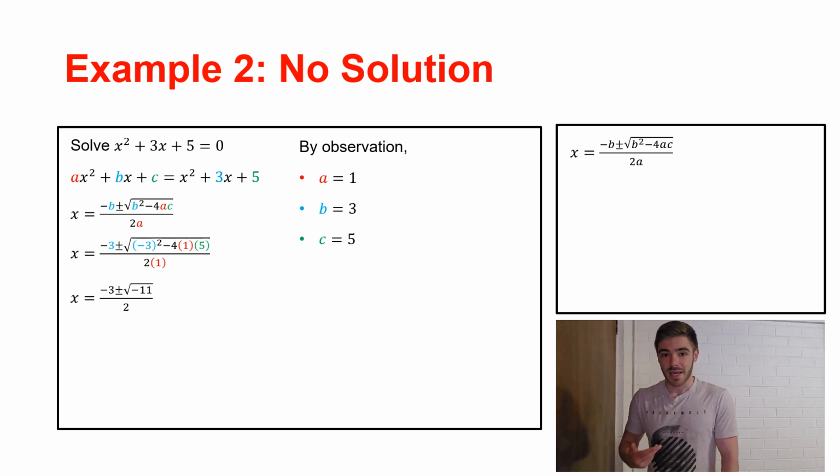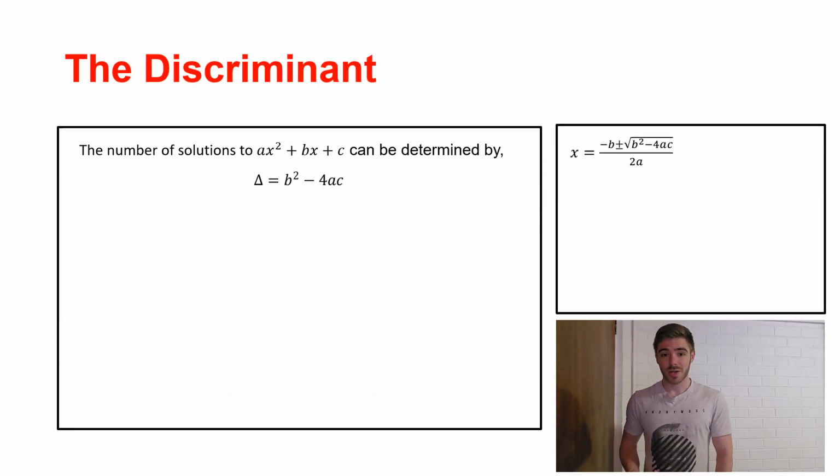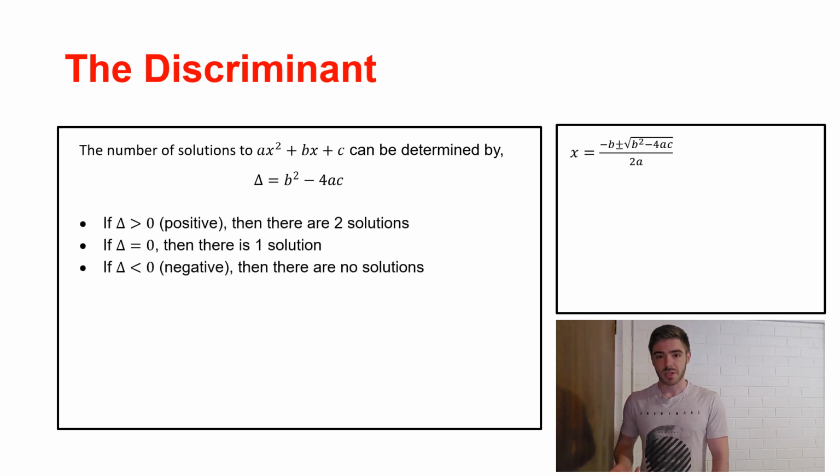We can actually avoid this ahead of time by calculating the discriminant. The discriminant is an equation that tells you the number of solutions a quadratic has. It's defined as the inside of the square root term from the quadratic formula, b squared minus 4ac. There are three possible scenarios that we look out for.